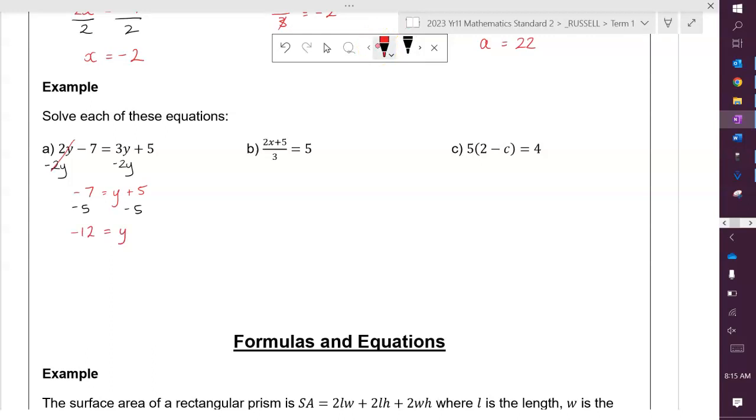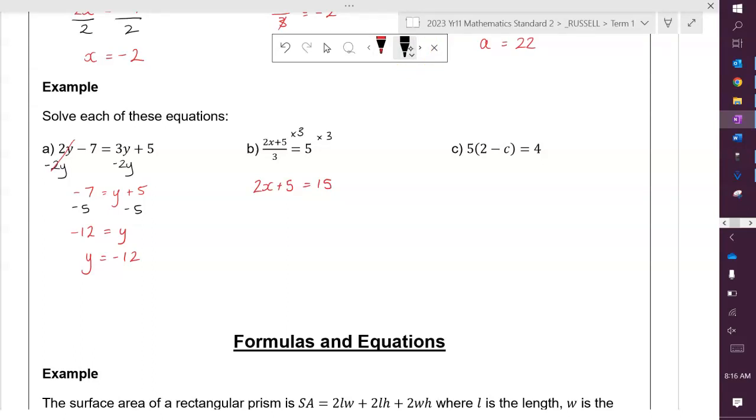Now, you can leave your answer like this. I prefer to turn it around, so I have y first, and I just simply flip them over on that equal sign. This second one, again, I have a fraction, so that means my first thing is I need to multiply to both sides. So that means they're cancelling. So I get 2x plus 5 equals 15.